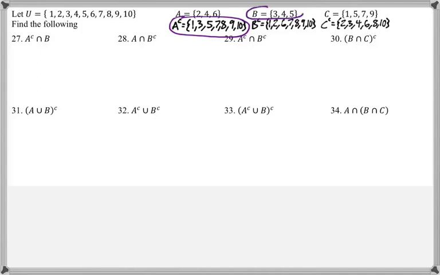So the intersection of those two sets. So what numbers do those two sets have in common? That would be 3 and 5.